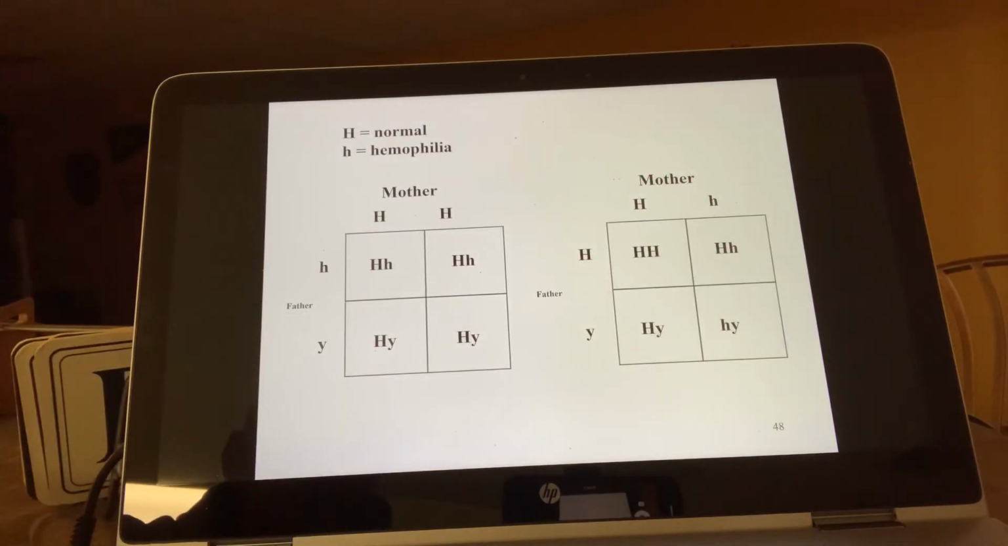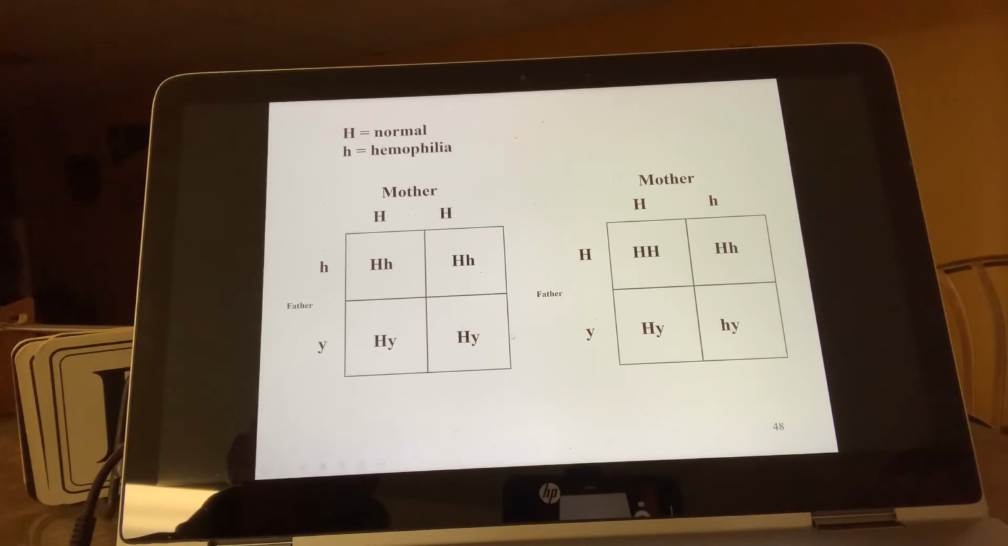So her two alleles are big H, big H. The father is a hemophiliac, so he has the alleles little h and Y. He has a bleeding disorder. And if we fill out the Punnett square, what we see is we get big H big H, little h big H, Y big H, Y.